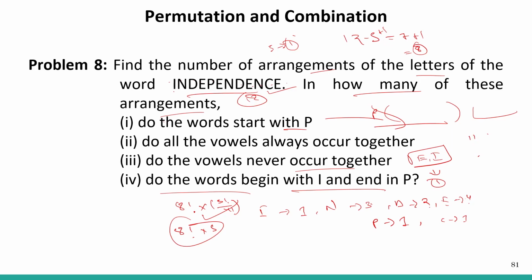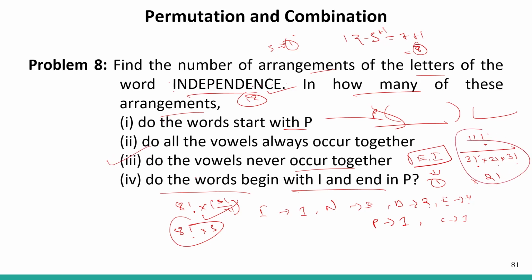So only 3 E's are there. So there will be 11 factorial by 3 factorial, because 3 E's will always be there, into 2 factorial. Then N is 3 times repeated, so it will be 3 factorial, right? So this many ways we can arrange those 11 letters. Okay, then multiply with what? 2 factorial, because E and I can be arranged among themselves in 2 factorial ways. So this will be the answer for part 3.